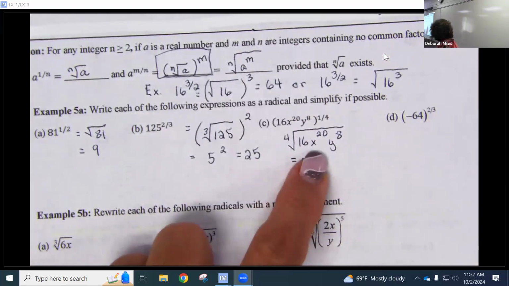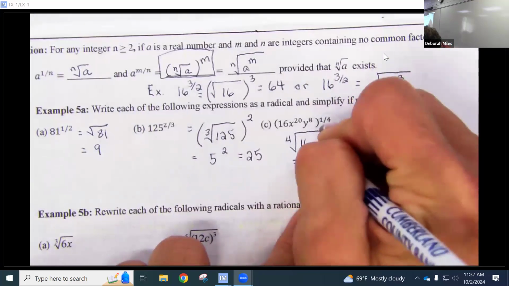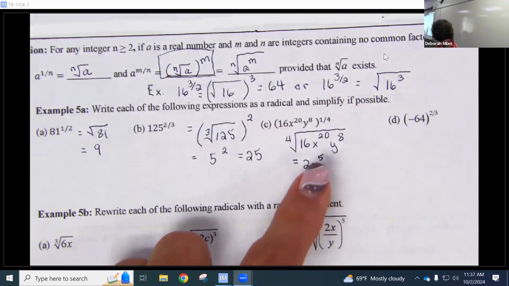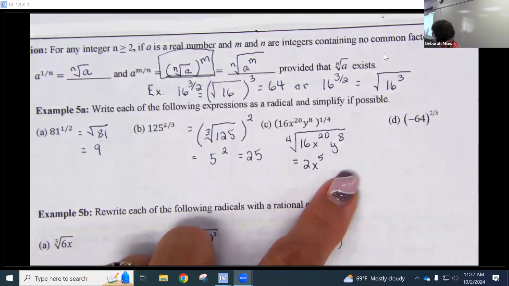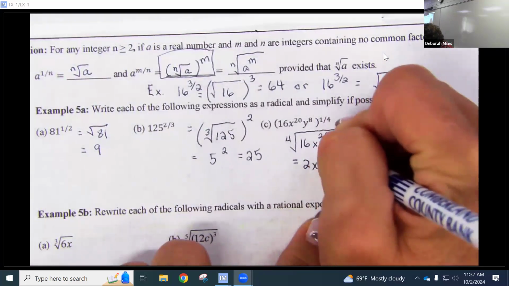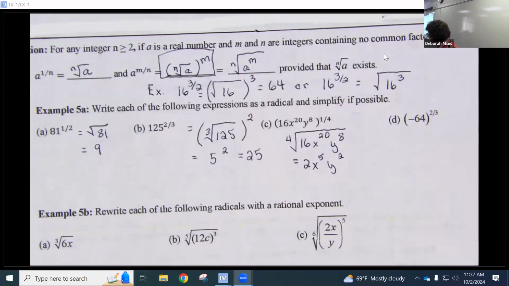Now this one, think about it. What would you have to multiply times itself 4 times to get x to the 20th? Absolutely. And what do you multiply times itself 4 times to get y to the 8th? Y squared times y squared times y squared times y squared, you'd add those exponents and you'd get 8.